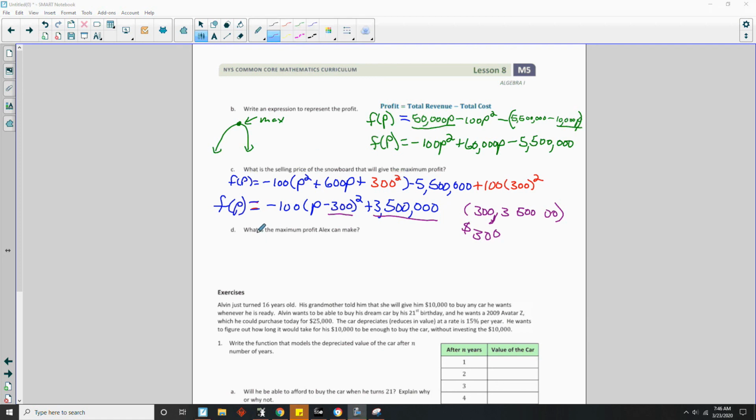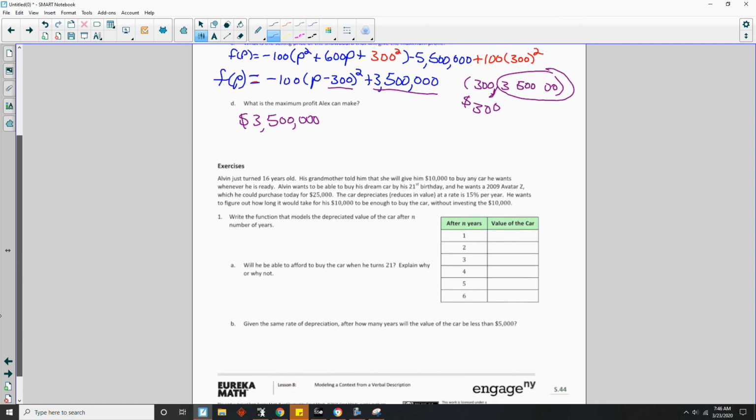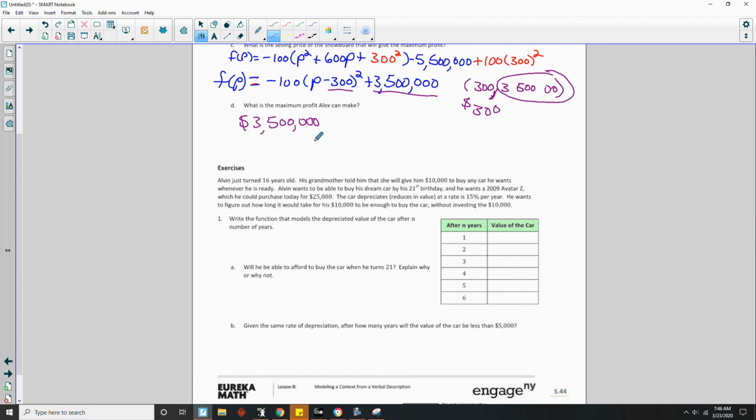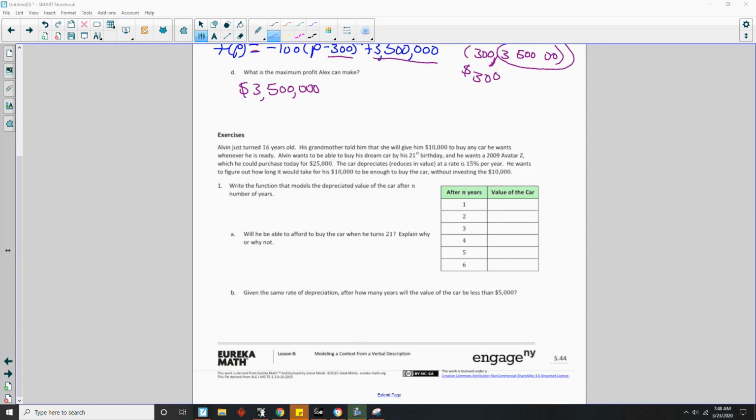Okay, in part D, lastly, it says, what is the maximum profit Alex can make? Well, the maximum profit Alex can make is the y value at the vertex, which is $3,500,000.